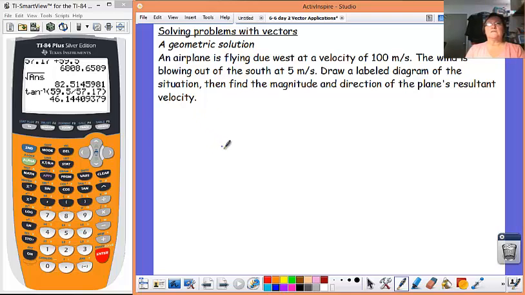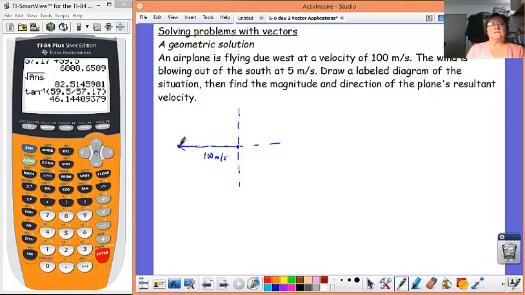It says that an airplane is flying due west at a velocity of 100 meters per second. I am going to start my picture with a north-south and east-west axis because I think that's important. The airplane, it says, is flying due west, so it's going in this direction at 100 meters per second. At the same time, the wind is blowing out of the south. So this is the direction of our plane. The wind is blowing out of the south at 5 meters per second.